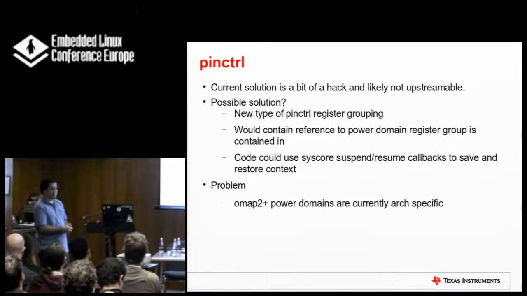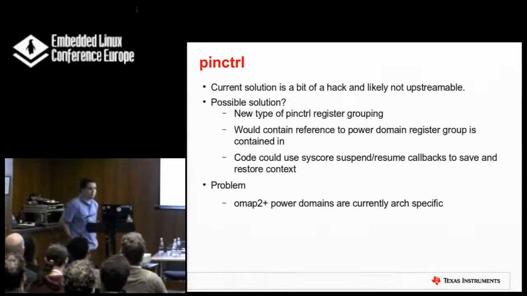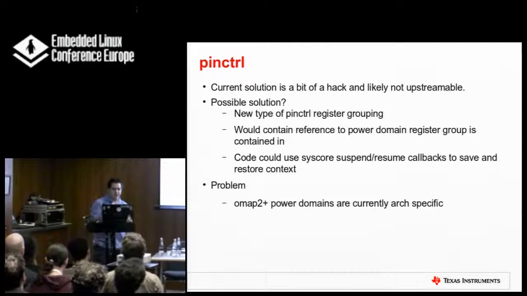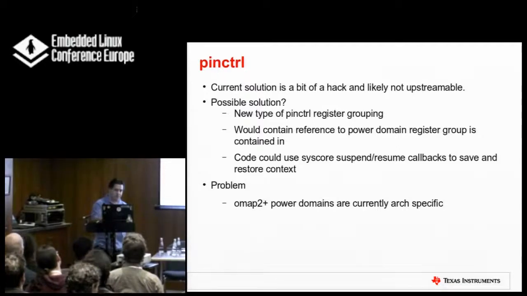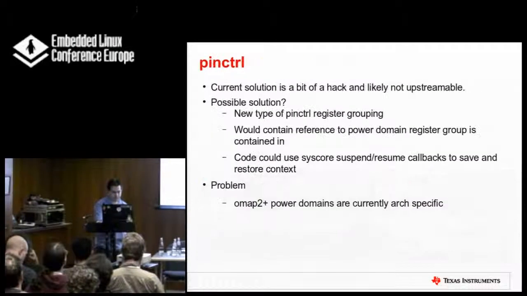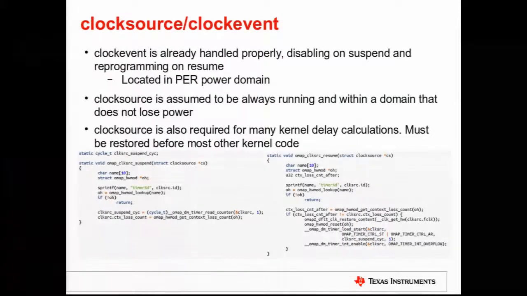So there really needs to be a new type of pin control register grouping. It would need to contain a reference to which power domain it's in so that when a power domain loses context and comes back, it knows to restore those registers. But of course, the problem on OMAP right now is power domains are architecture specific, and so that information isn't really exported to pin control.